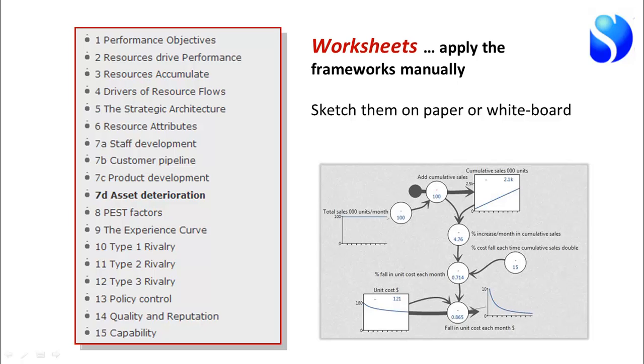I've used this quite a few times now. I have to say, I think dynamics has a much stronger grasp on how rivalry plays out and how to manage it than the static frameworks that currently exist in the strategy world. Worksheet 13 talks about policy control. We talk about quality and reputation intangibles in worksheet 14, and then worksheet 15 is that capability thing that I mentioned earlier in my answer to Gary's post.